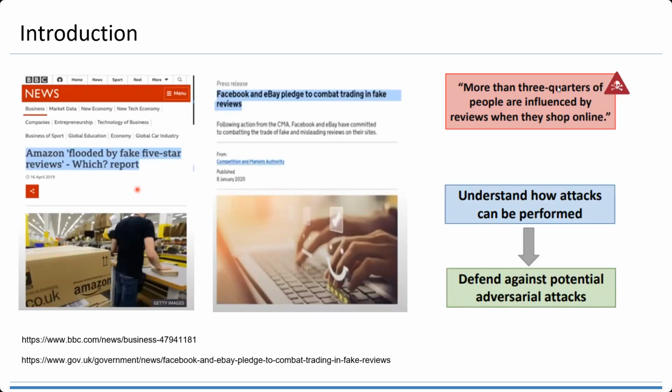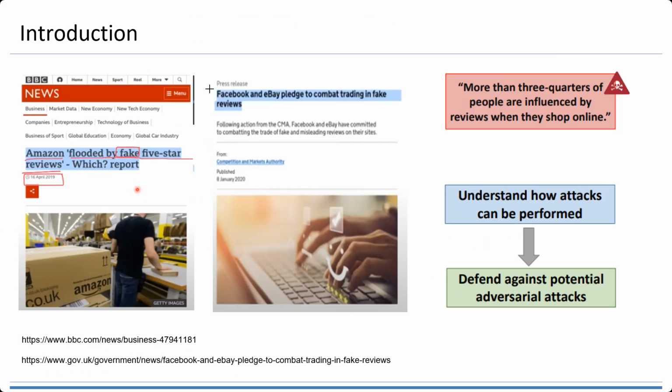So in the current state, attack is very serious, especially when you deal with recommender systems. For example, this is news from 2019. Yeah, it was 5 years ago, but I think it is still relevant. Amazon flooded by fake 5-star reviews. So many people give 5 stars on some product. And I think that also happened in Korea.